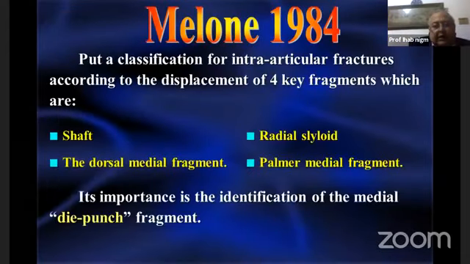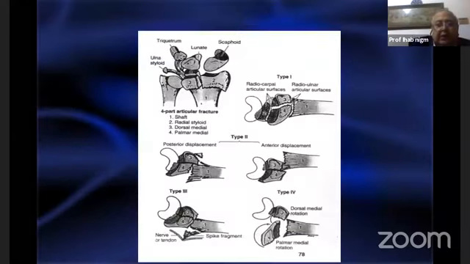Melone, 1984, put a classification for intra-articular fractures according to the displacement of 4 key fragments, which are the shaft, radial styloid, the dorsal medial fragment, and the palmar medial fragment. Its importance is the identification of the medial die punch fragment. This is Melone classification. Fragment number 1 is the shaft, number 2 is the radial styloid, number 3 is the dorsal medial, and number 4 is the volar medial.